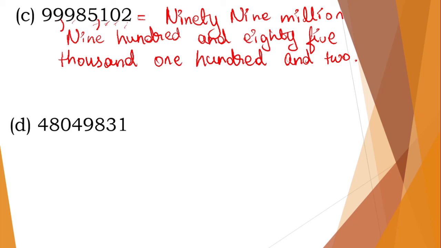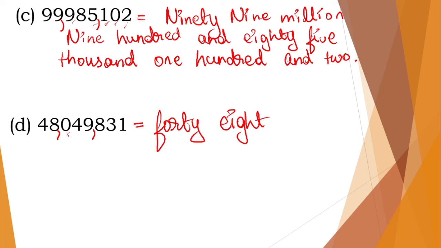So in the fourth question, we are going to put the commas first. So 1, 2, 3. 3 digits over, we'll put the first comma. Again 3 digits over, we'll put the second comma. Now in the first part, we have 48. So it will be 48. Now we should check the digits. So we have 1, 2, 3, 4, 5, 6. We have 6 digits. And 6 zeros we have in million. So it will be 48 million.